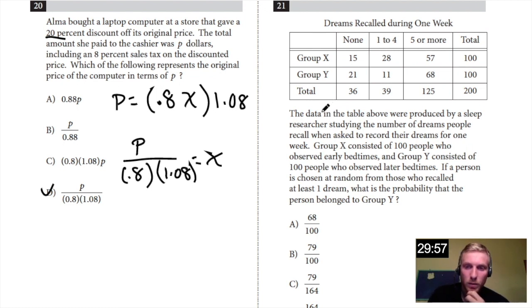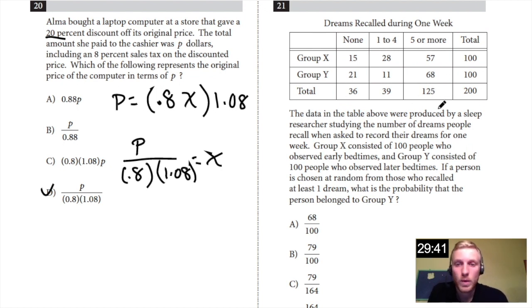Group X consisted of 100 people who observed early bedtimes, and group Y is 100 people who had later bedtimes. If a person is chosen at random from those who recalled at least one dream, what is the probability that the person belonged to group Y?